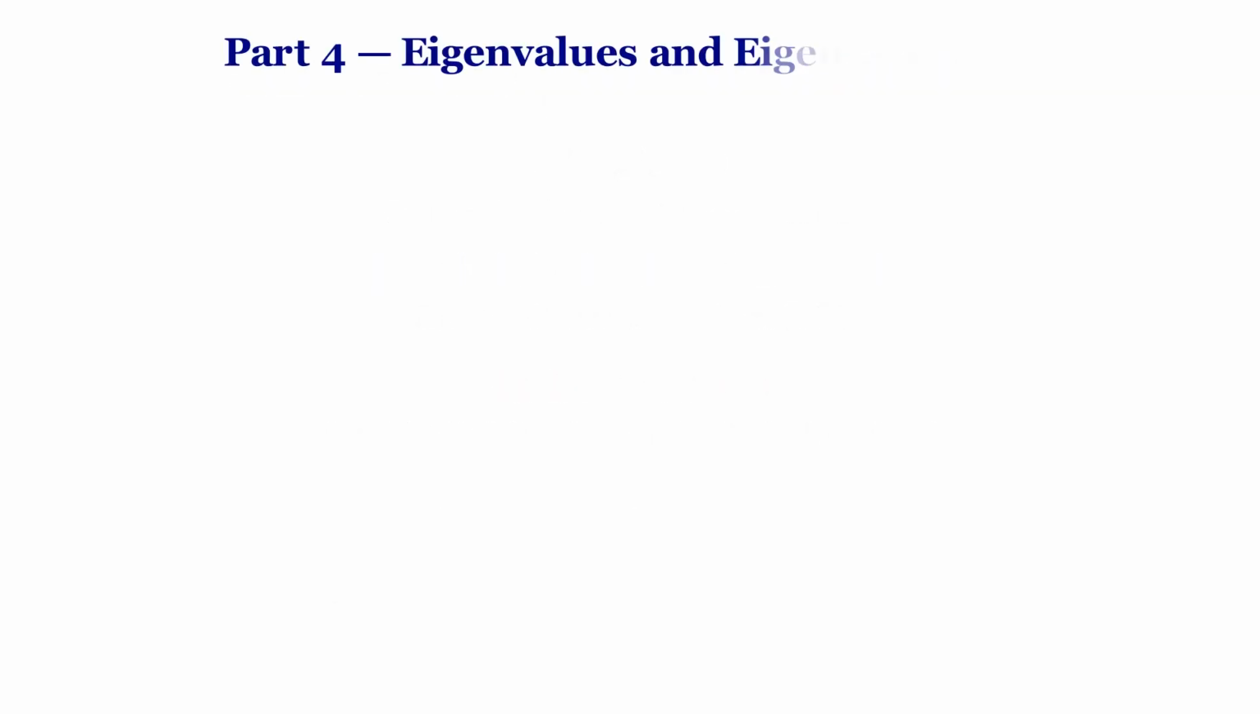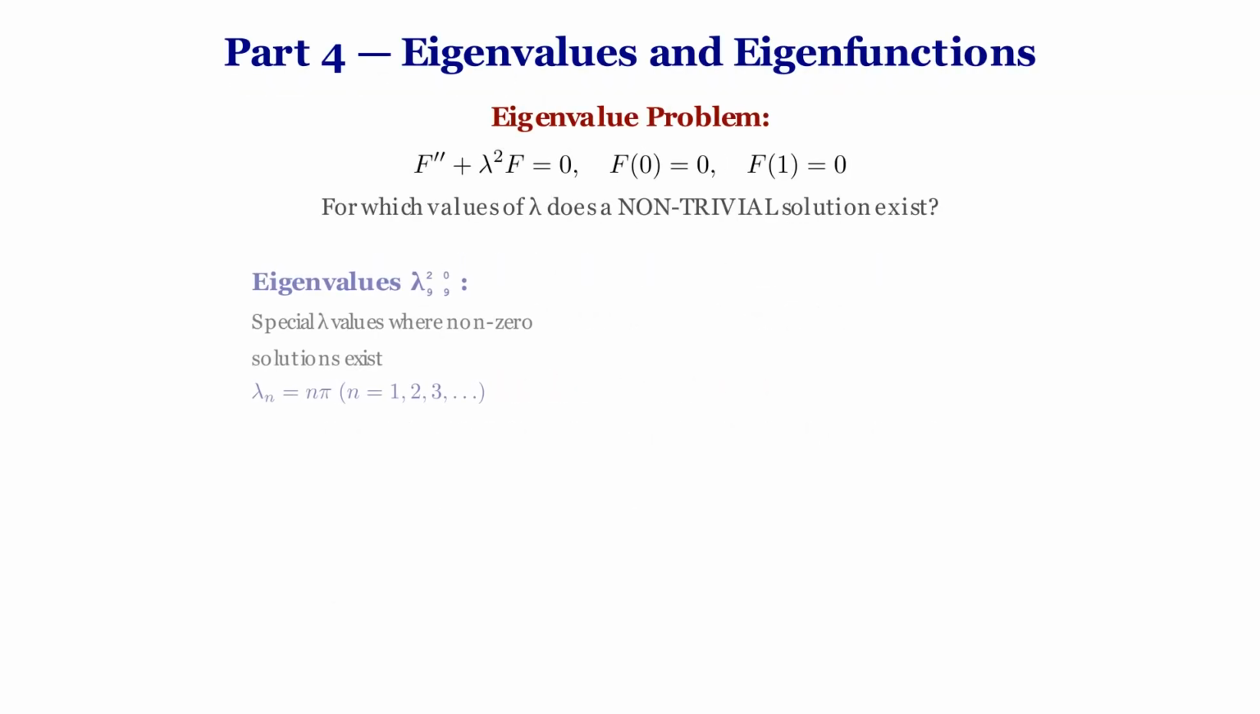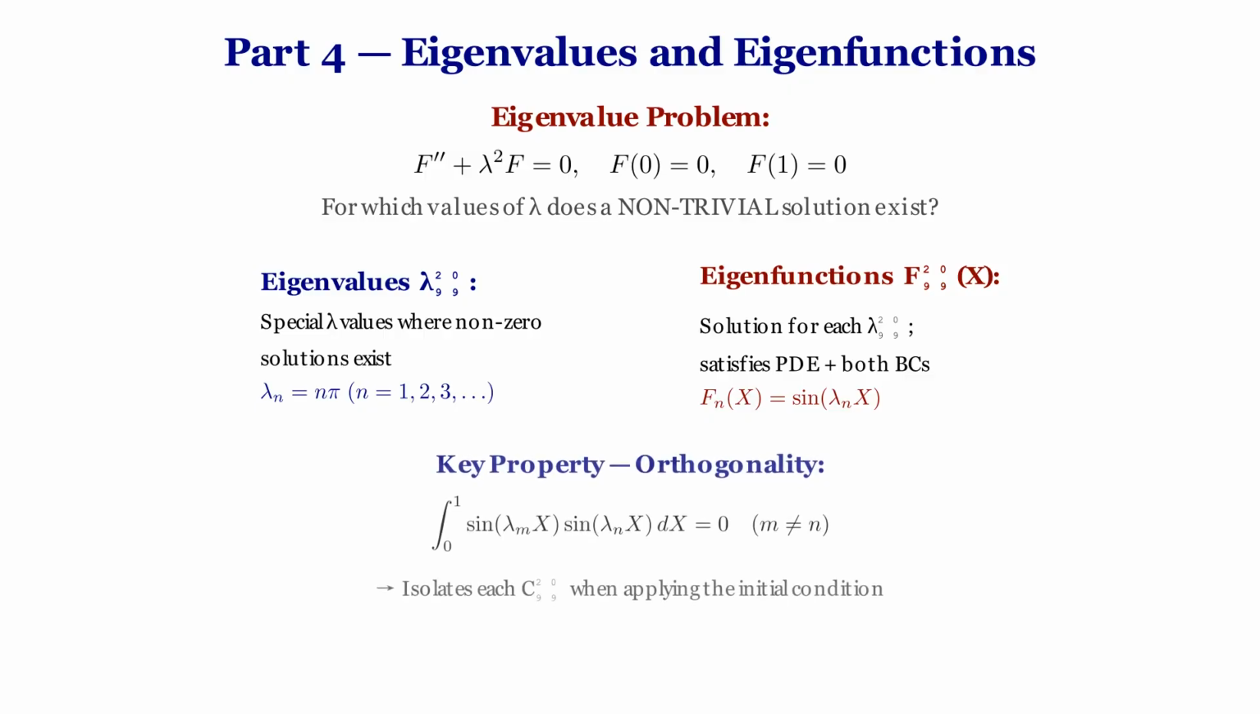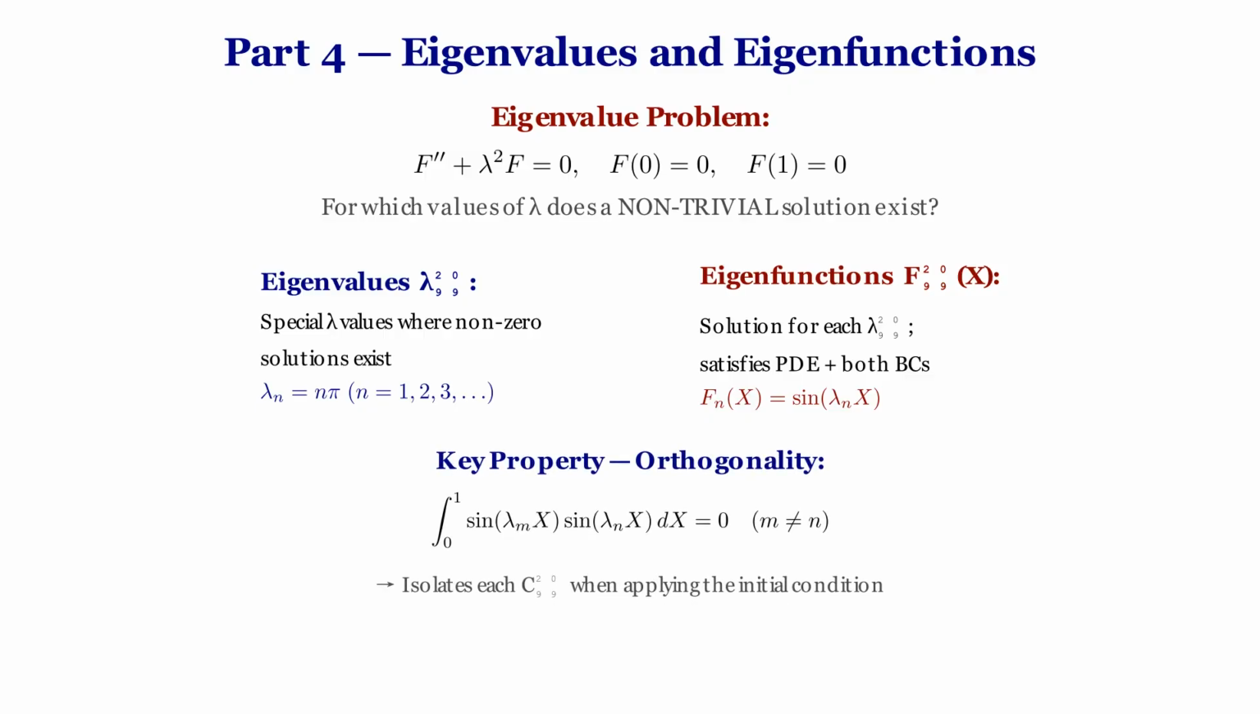Before we proceed to apply the second boundary condition, let us pause and understand a very important concept that we are about to use: eigenvalues and eigenfunctions. When we solve a boundary value problem like f double prime plus lambda squared f equals 0 with conditions f at 0 equals 0 and f at 1 equals 0, we are not solving for a specific function, we are asking, for which values of lambda does a non-trivial solution exist? These special values of lambda are called eigenvalues.